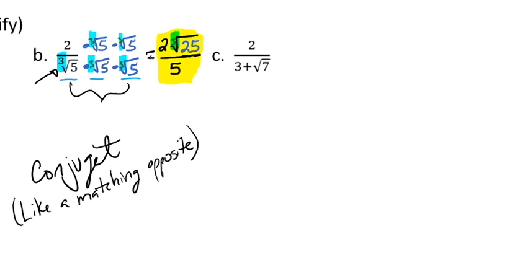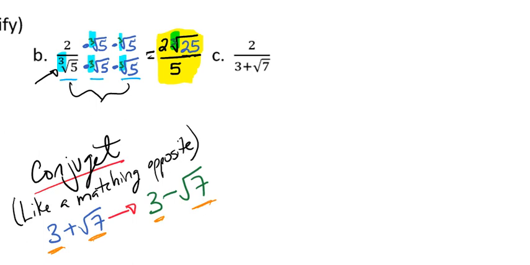So what that means is that if I have a 3 plus the square root of 7, its conjugate would be a 3, let's use a different color to indicate that, a 3 minus the square root of 7. Notice that the 3 and the square root of 7 are the same, but our symbol between them is different, hence a matching opposite. So if we come back over to our problem, we're going to end up multiplying both the denominator and the numerator by the conjugate, which we found to be 3 minus the square root of 7.